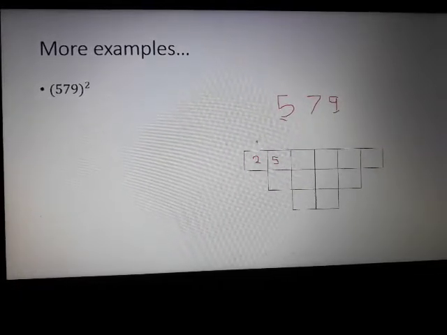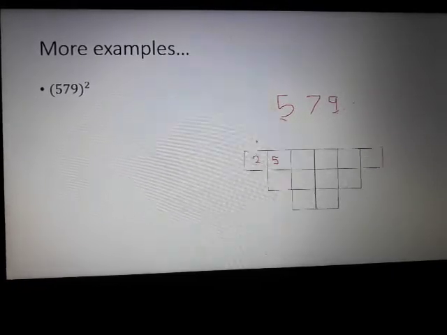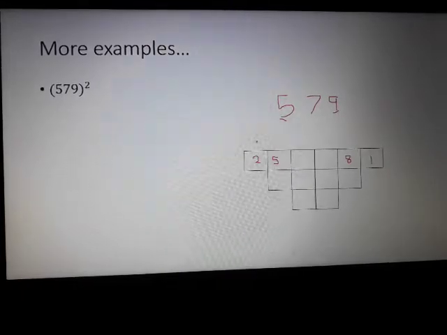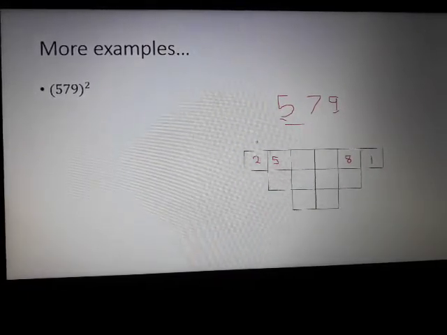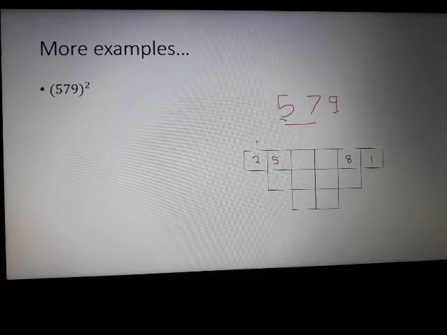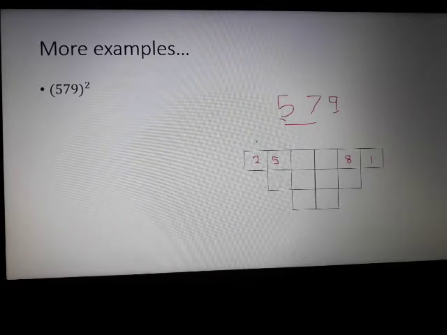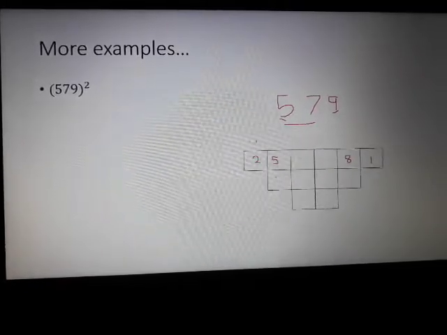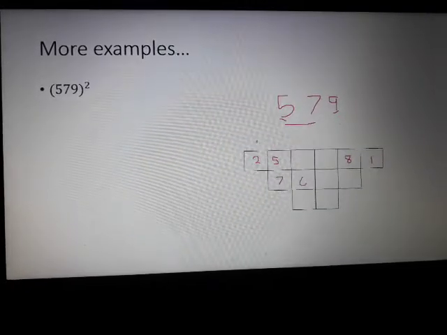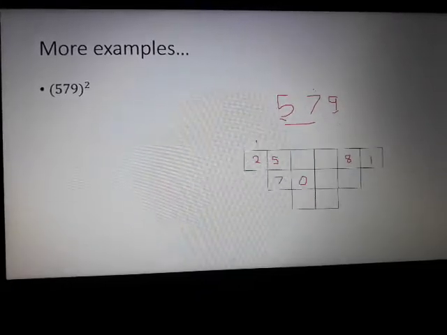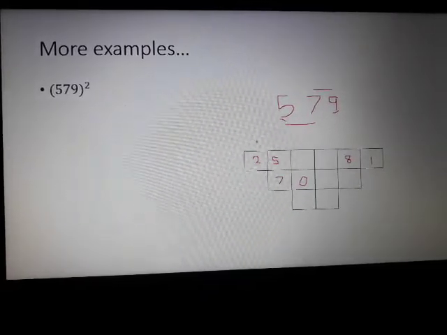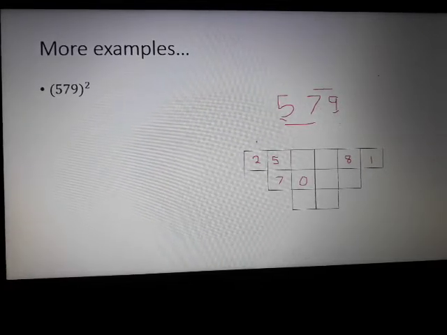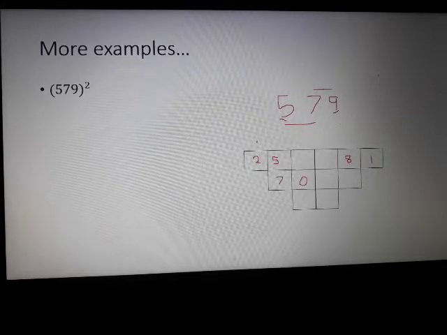Then consider the last digit. Over here it's 9. Take the square of 9. It's 81. Write the result in the last 2 boxes of the first row. Now consider the first and the second digit. Multiply them. We have 35. Double the result. 35 into 2 we have 70. Write the result in the left 2 boxes of second row. Now take the second and the last digit. We have 7 and 9. Multiply them. We have 63. Double the result.